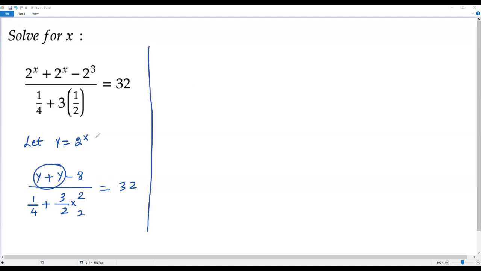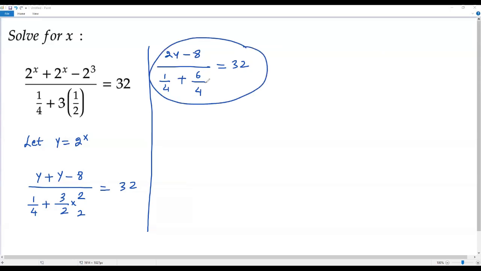So here y positive y will become 2y negative 8 over, so 1/4 positive, so 3 times 2 is 6 over 2 times 2 is 4 equals 32. Okay, now what I have to do is solve for y in this equation. Once I solve for y, it can be replaced by 2 to the x power, and I can solve for the original variable x. Okay, let me continue over here.